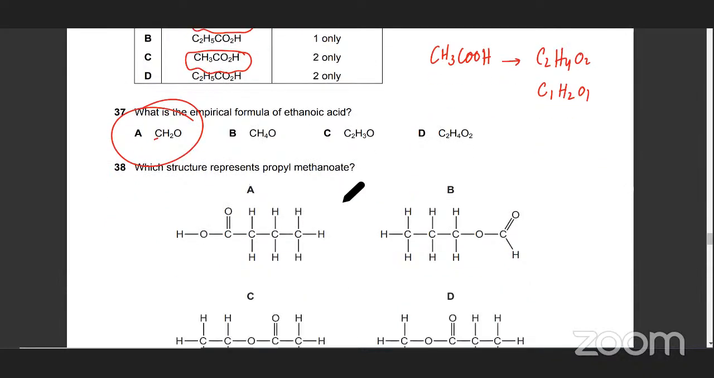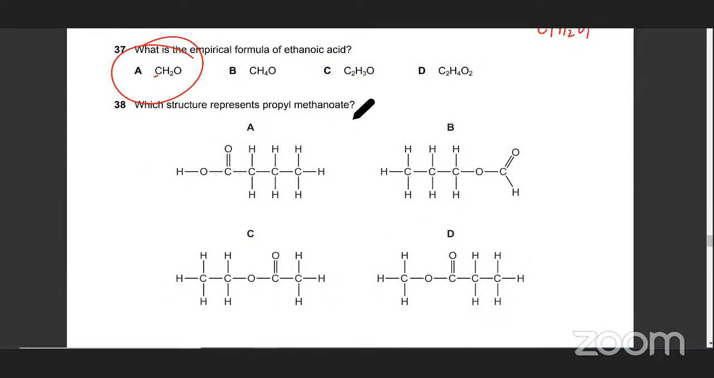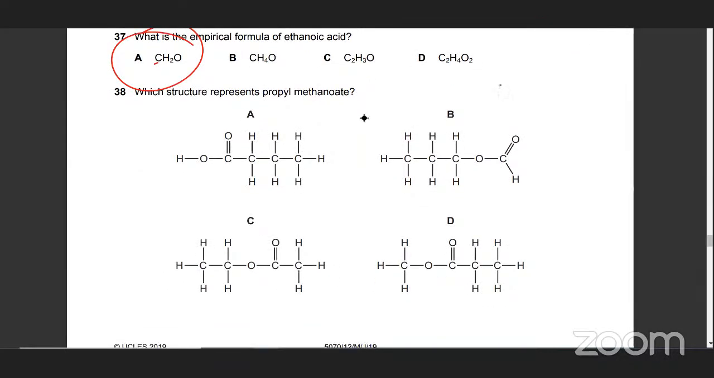अच्छा, फिर which structure represents propyl methanoate? Now that's an ester, and how do you draw an ester? Ester always has this thing. और फिर propyl means 3 carbon atoms. Meth means 1 carbon atom. So one side has 3 carbon atoms, the other side has 1 carbon atom. Now, propyl side is the alcohol side, the single O side. That's the side where you're going to have 3 carbon atoms, and the other side is going to have 1 carbon atom, which it already does. So this is propyl methanoate.